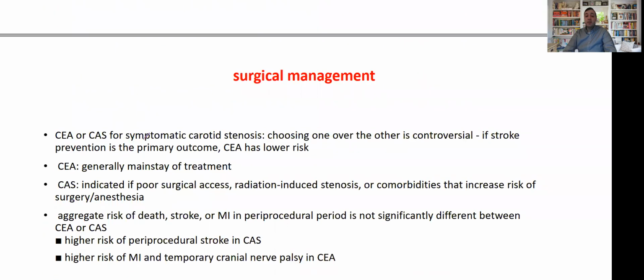In terms of surgical management, we have two options: either carotid endarterectomy, CEA, or carotid artery angioplasty plus or minus stenting. So carotid endarterectomy or carotid artery angioplasty and stenting for symptomatic carotid stenosis. Choosing one over the other is controversial.